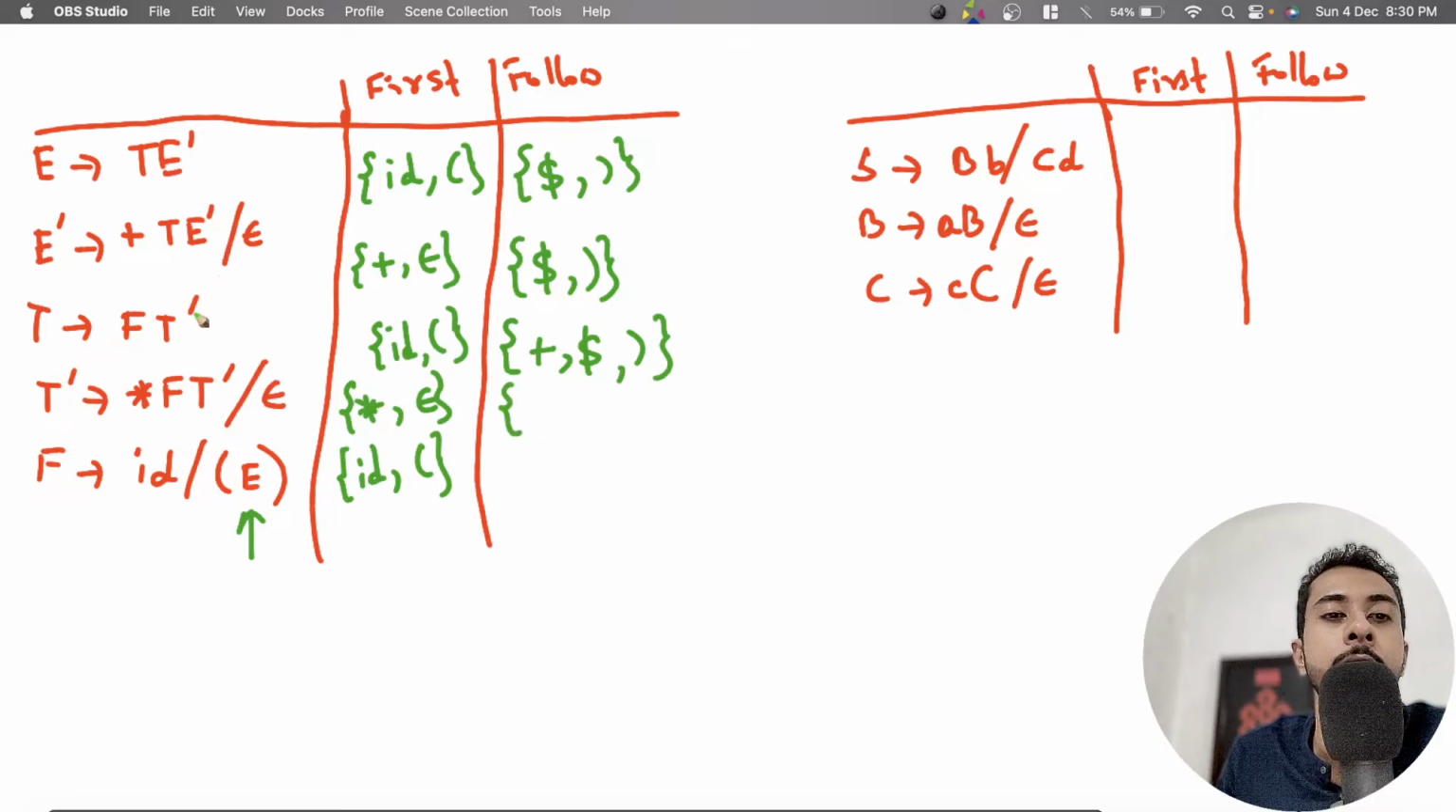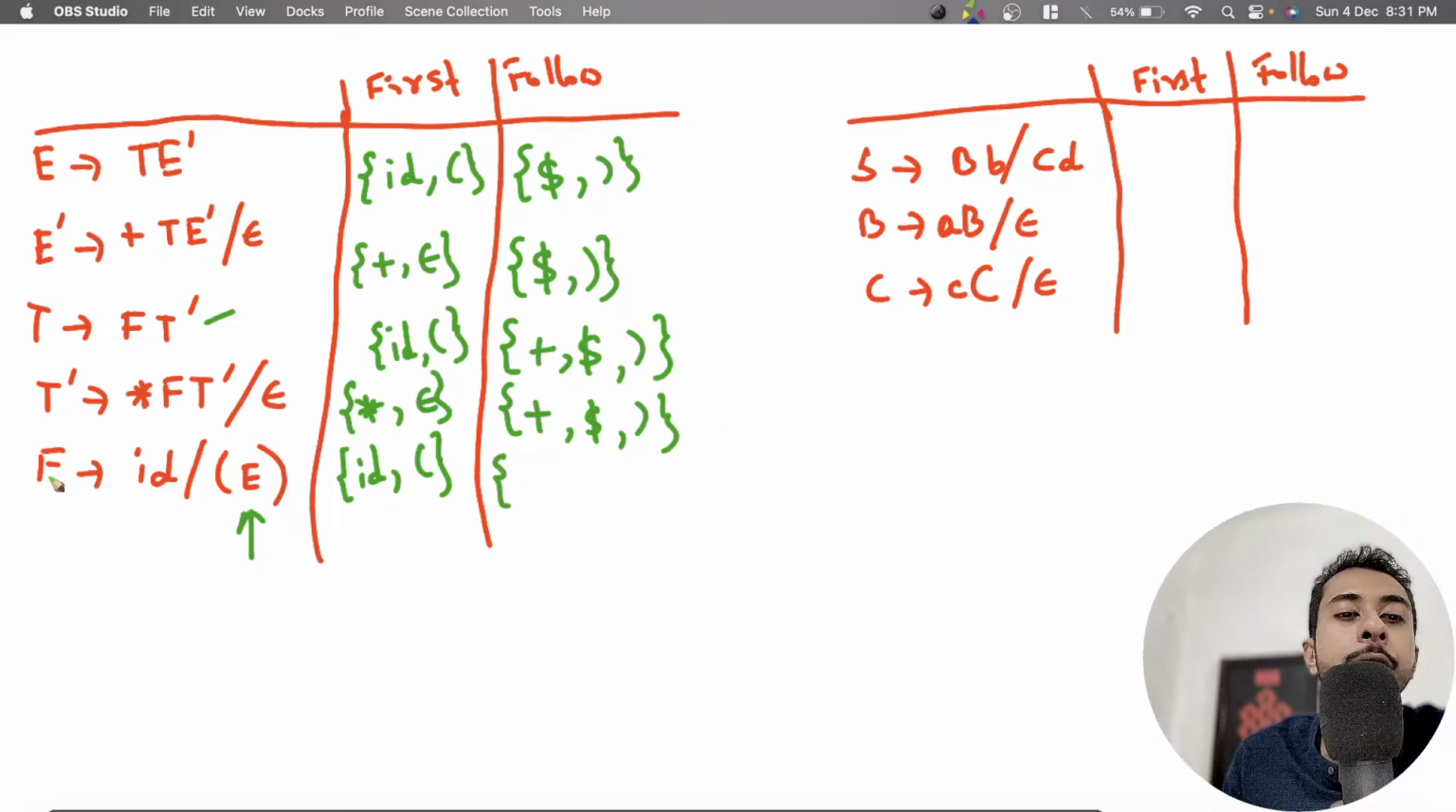Next, what is follow of T dash? Find out on the right hand side. Okay, T dash is occurring here. So follow of T dash is follow of T. What is follow of T? Follow of T is plus, dollar, close brace. Anywhere T dash is present? Yes. So follow of T dash is follow of T dash. Again, same thing. That's it.